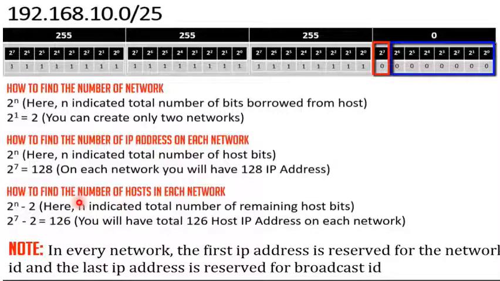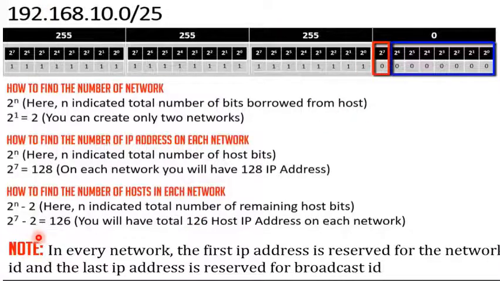Then the third question is how to find the number of hosts in each network. The formula is 2 power n minus 2, where n indicates the total number of remaining host bits. As you know already, the remaining host bits are 7. So 2 power 7 minus 2 gives you 126. You will have a total of 126 host IP addresses on each network.